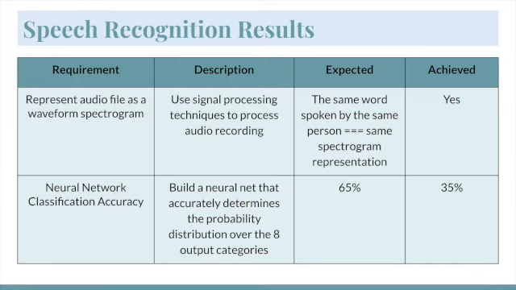In terms of our requirements for our speech recognition model, we were not able to meet all of them. For the signal processing aspect, where we took an audio file and processed it in order to represent it as a spectrogram, this was successful because the same words spoken by the same person had the same spectrogram representation, which was what we were going for in order to create our training data for our neural network. However, when it came to the classification accuracy of our neural network, our goal in the beginning was to achieve an accuracy of 65%, and at the end, we achieved an accuracy of 35%.